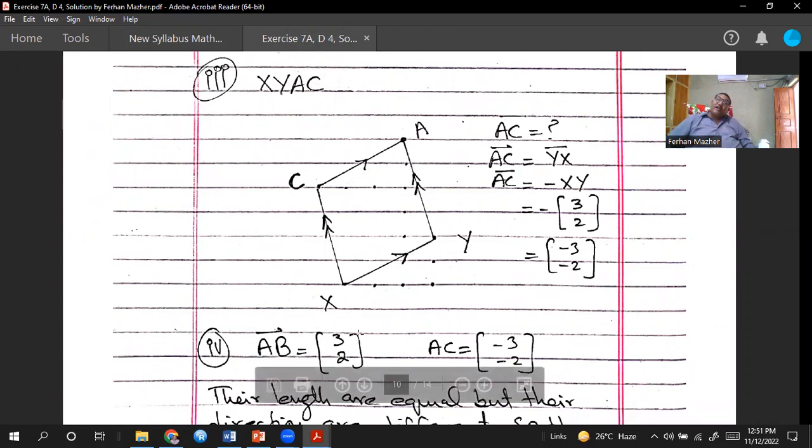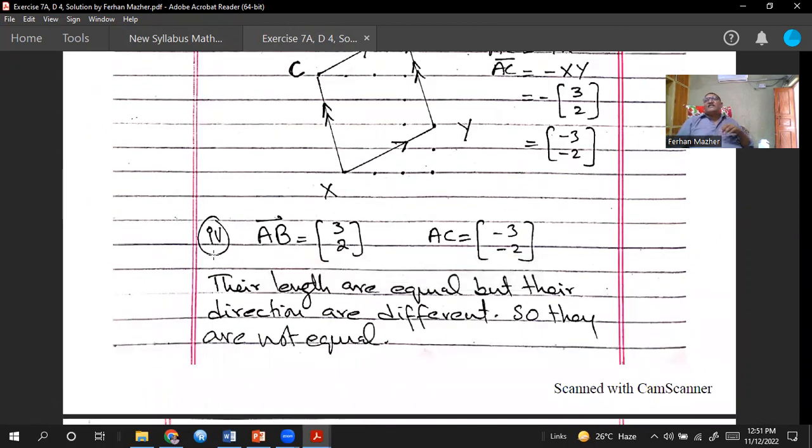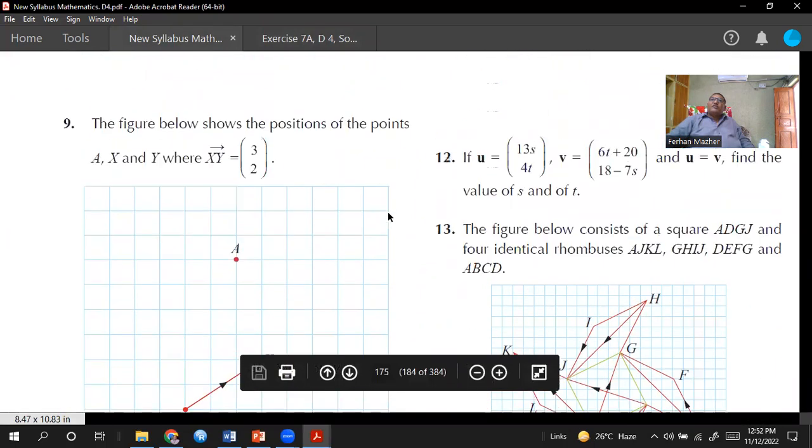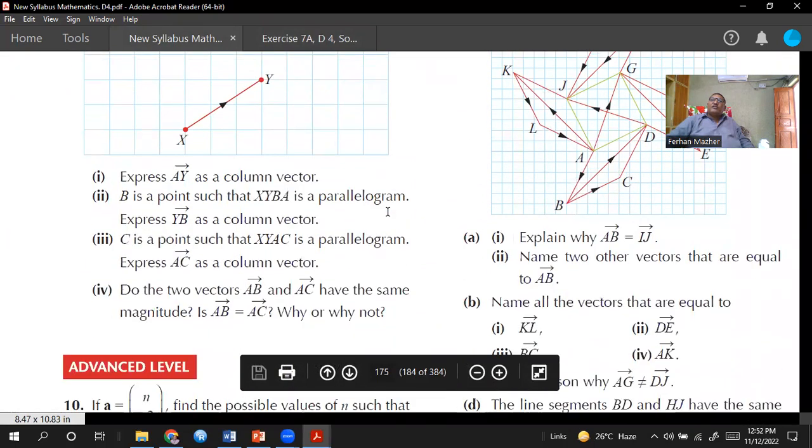Here you have 3, here you have minus 3, here you have 2, here you have minus 2. So the magnitudes are equal to each other, but their direction is not equal. So my answer is their lengths are equal, but their directions are different. So they are not equal vectors, although their lengths are the same. So this is how you do question number 9.